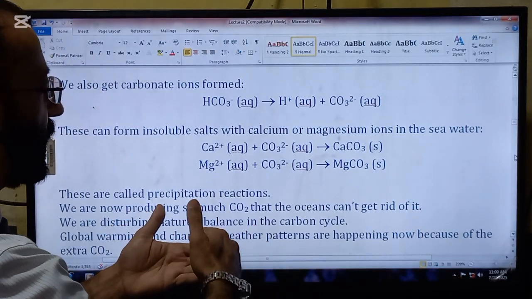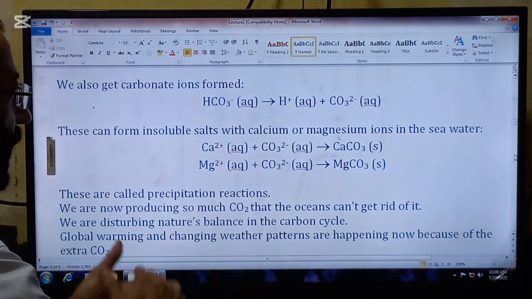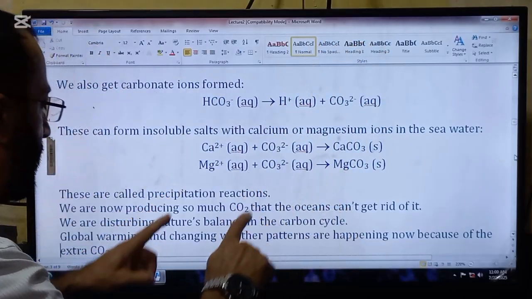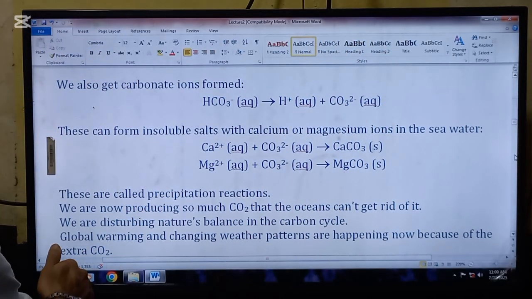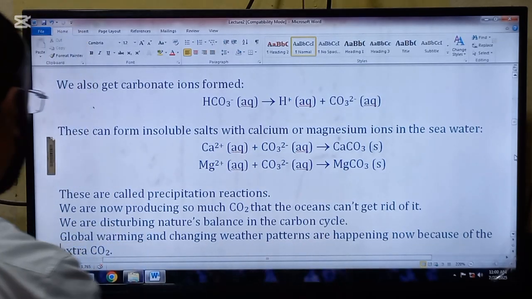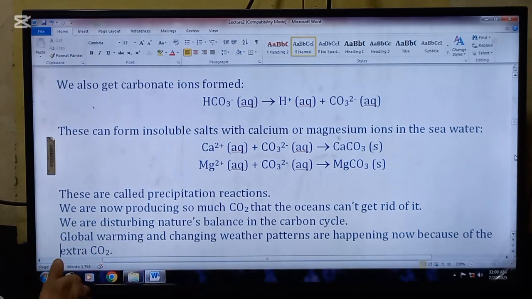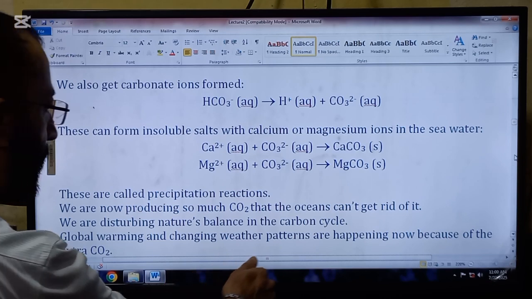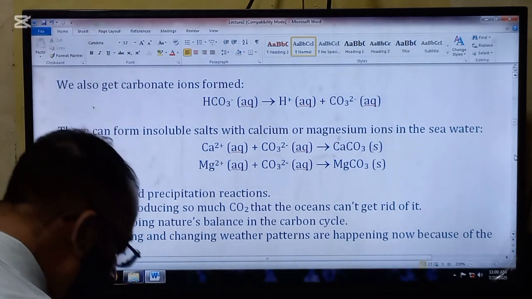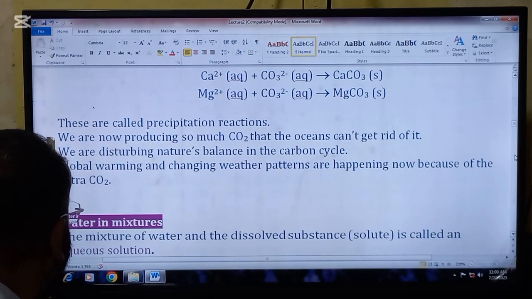That's why these gases are going into the atmosphere and our atmosphere is getting warmer. We are disturbing nature's balance in the carbon cycle. Global warming and changing weather patterns are happening now because of the extra CO2.